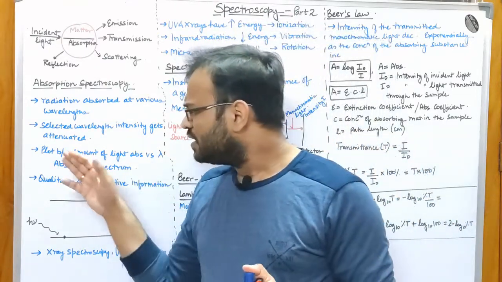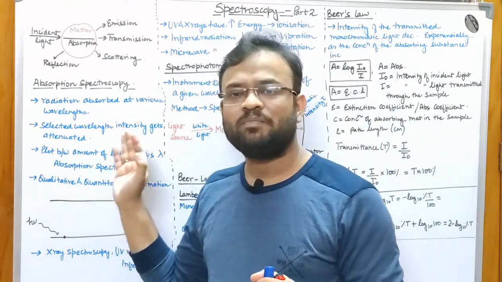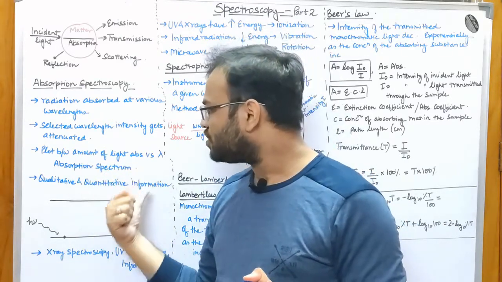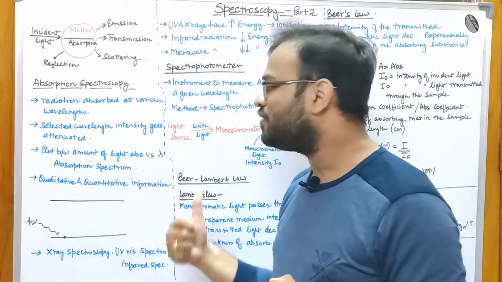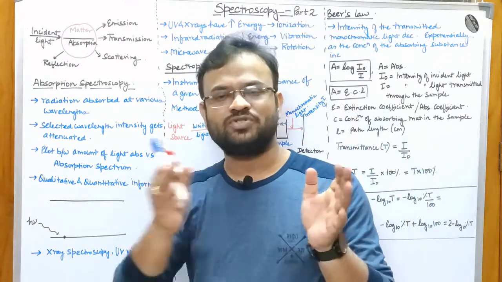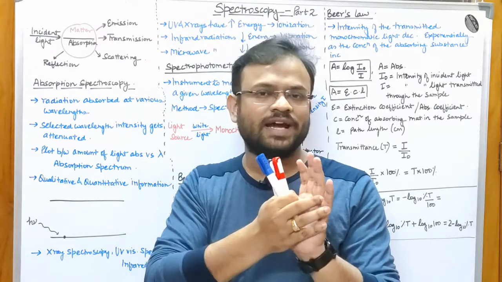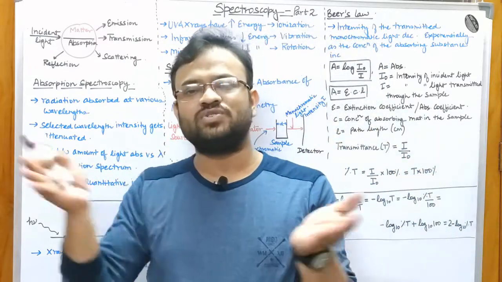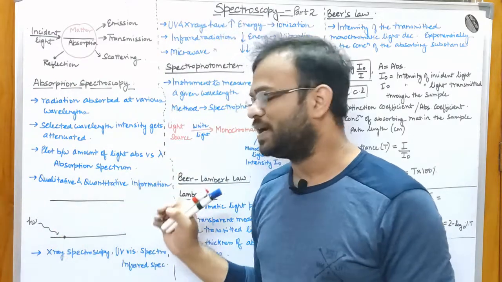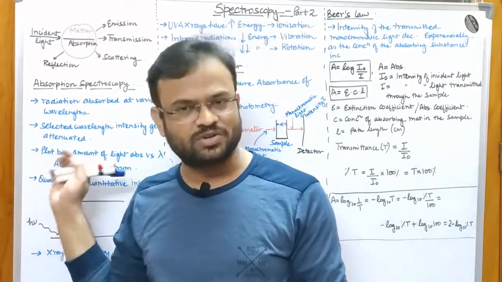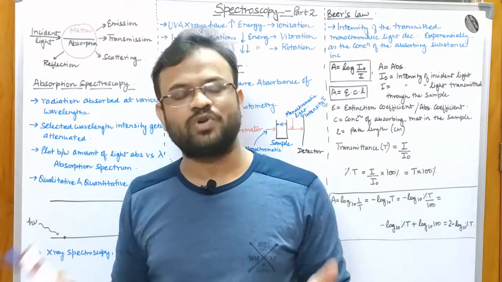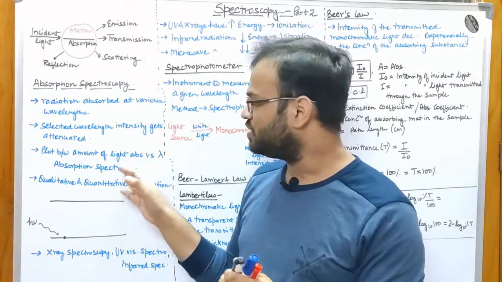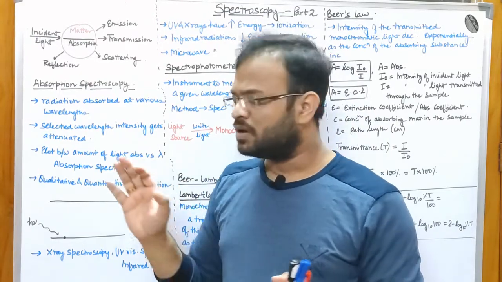Now, let us understand the plot between the amount of light absorbed versus wavelength. The amount of light absorbed versus the wavelength gives you the absorption spectrum. Now this graph or this plot is called the absorption spectrum. You should be well aware of this.